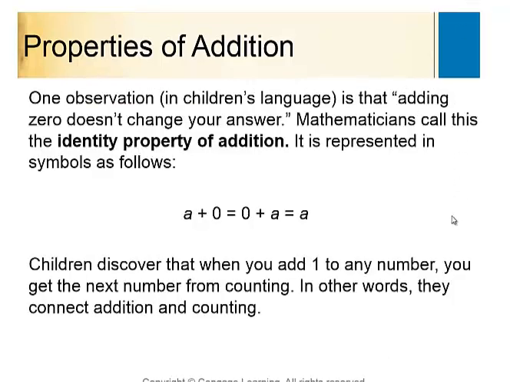Identity property means whatever it is you add to it, you get itself back. That's the identity property, and zero is what we call our additive identity. And using this fact would help students make it so that those 20 facts are really easy to learn, the 0 through 9 and back and forth the other way.